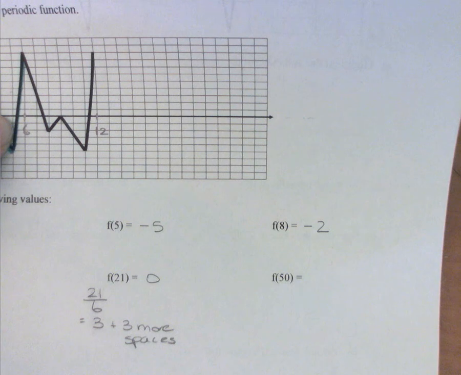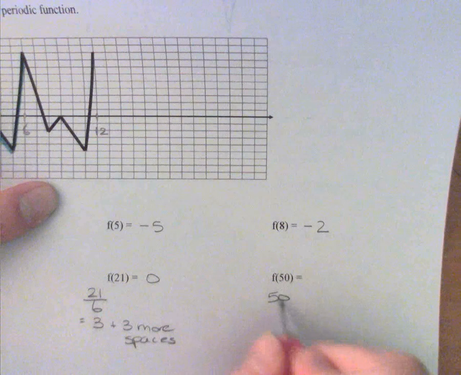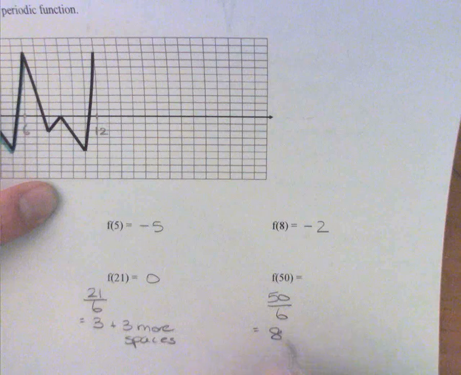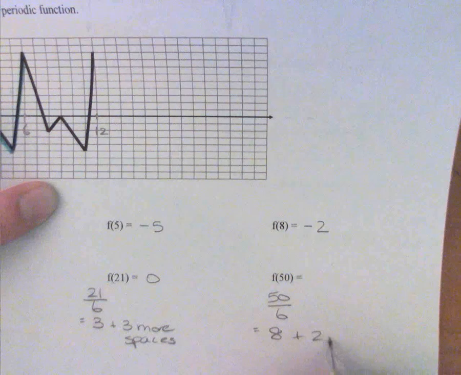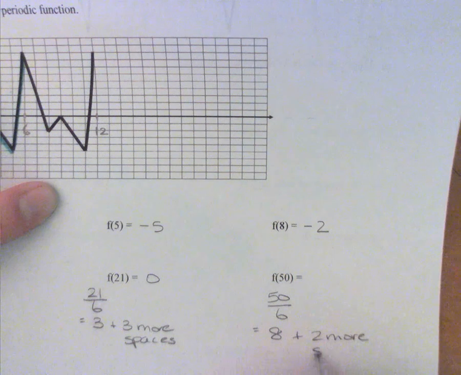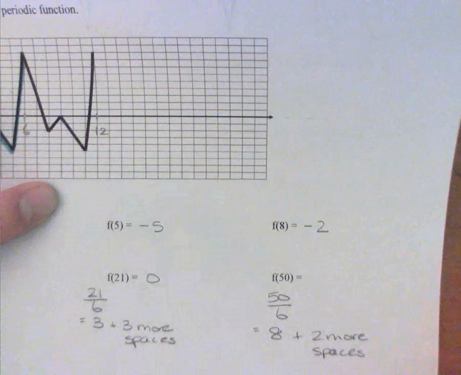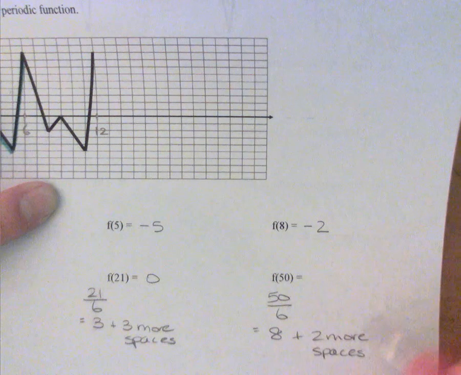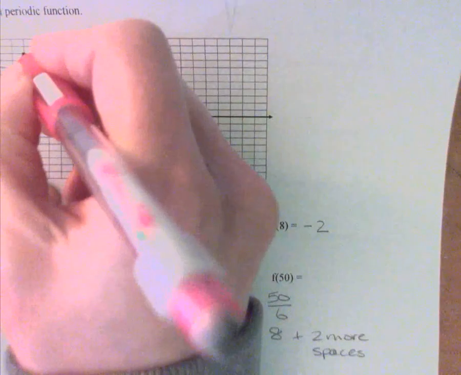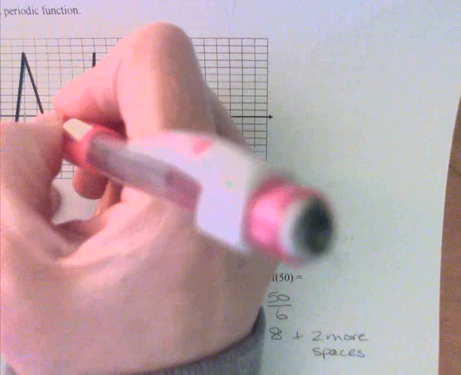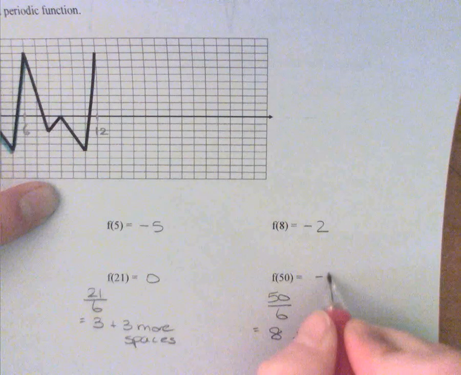Now I want to do the next one. So I want to do 50 divided by 6, which means 8 full cycles plus 2 more spaces. Okay, so that's 8 full cycles and 2 more spaces. So I'm going to go back to the end of a cycle, add 2 more spaces, and I end up at -2.